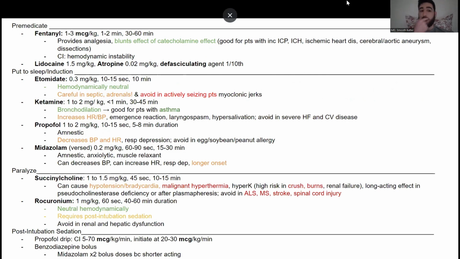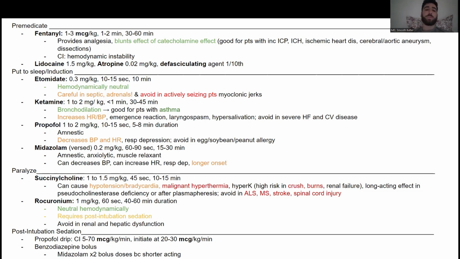Basically, rapid sequence intubation can be divided into three categories. You can pre-medicate the patient, then you put the patient to sleep or you induce them so they don't feel that they're being paralyzed. They don't remember that they're being paralyzed, and then you paralyze. So to pre-medicate, the medication that I've seen used most often is fentanyl, which is an opioid analgesic.